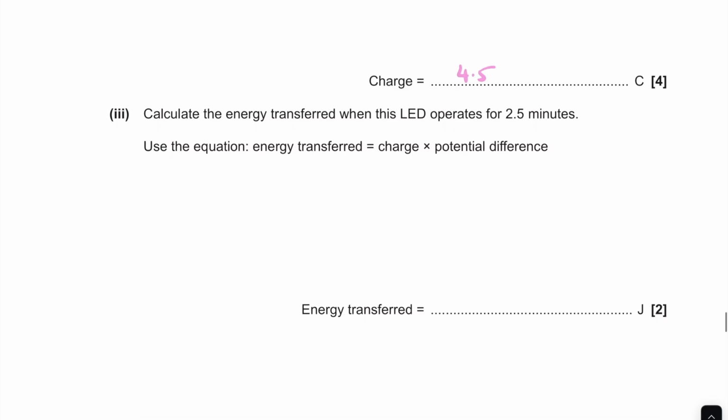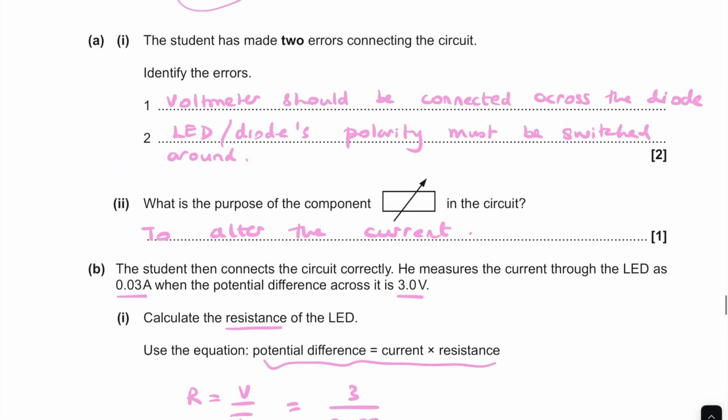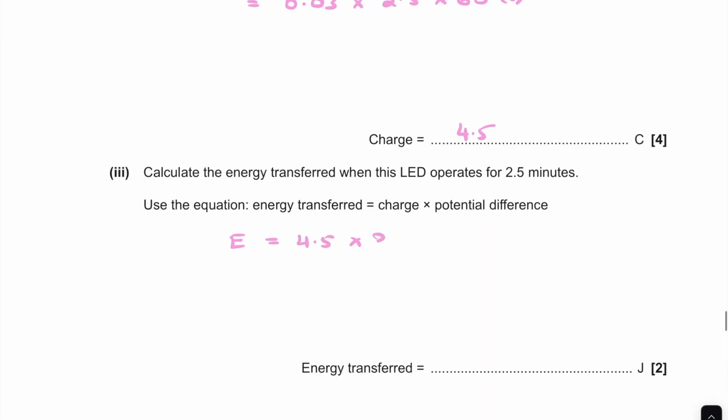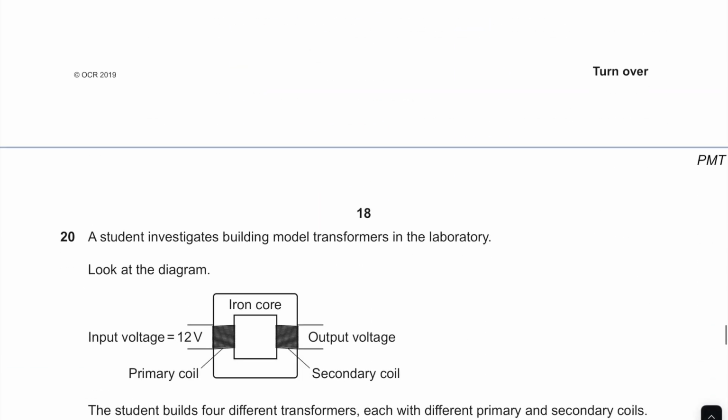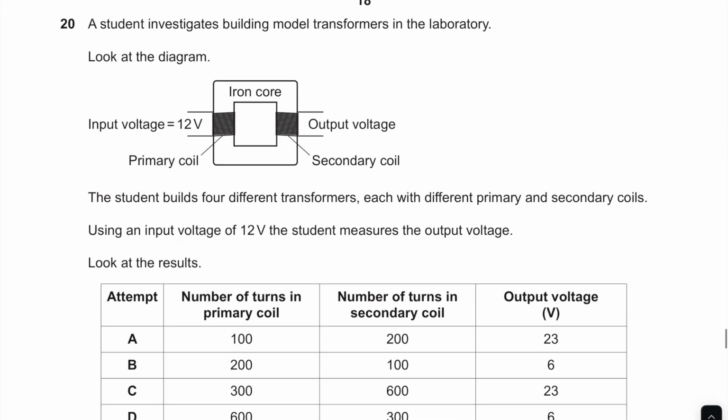Part III. Calculate the energy transferred when this LED operates for 2.5 minutes. Again, energy being charge times potential difference, that will be 4.5 times the potential difference, which is 3. So that is going to be 13.5 joules. Let's move on to question 20.